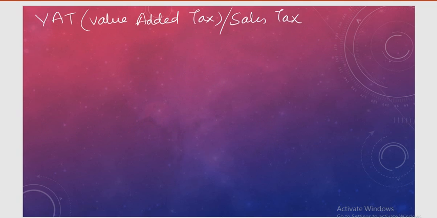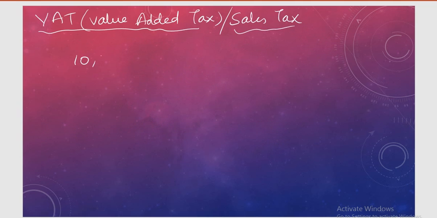Next, moving on to the third topic, which is VAT. What is meant by VAT? VAT is nothing but value added tax, or this can also be called sales tax. So value added tax or sales tax.